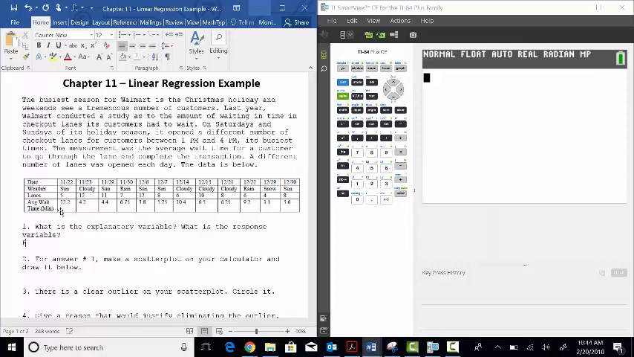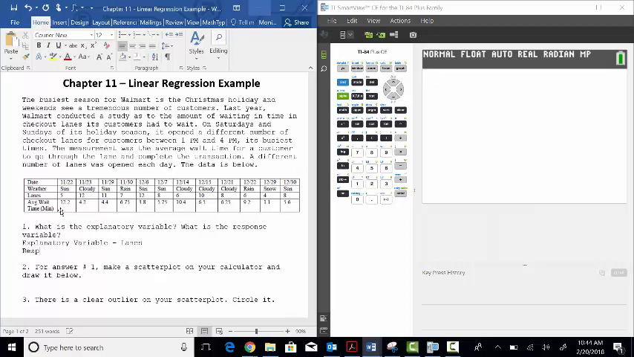All right, so our explanatory variable is lanes, while our response variable, which is the variable that is responding to the explanatory variable, so it's like our answer, is your average wait time.